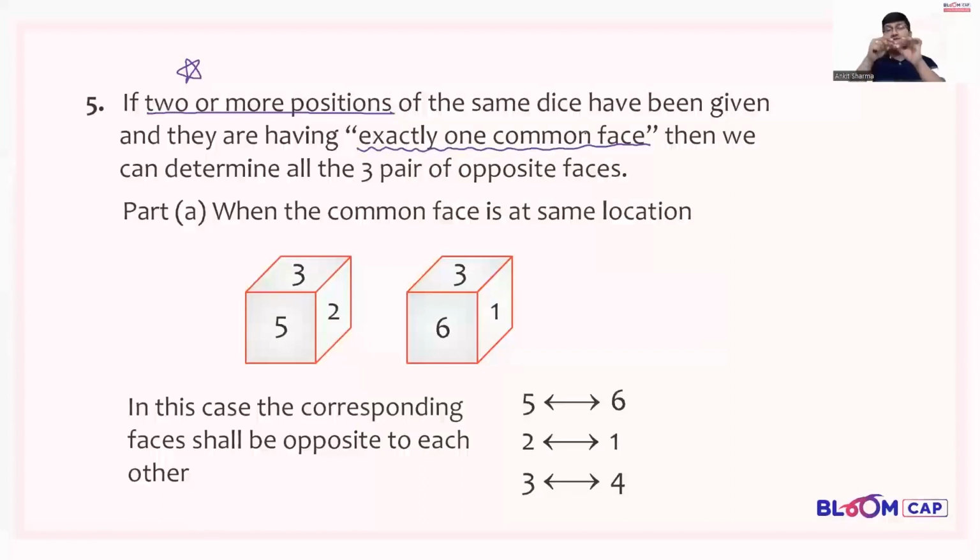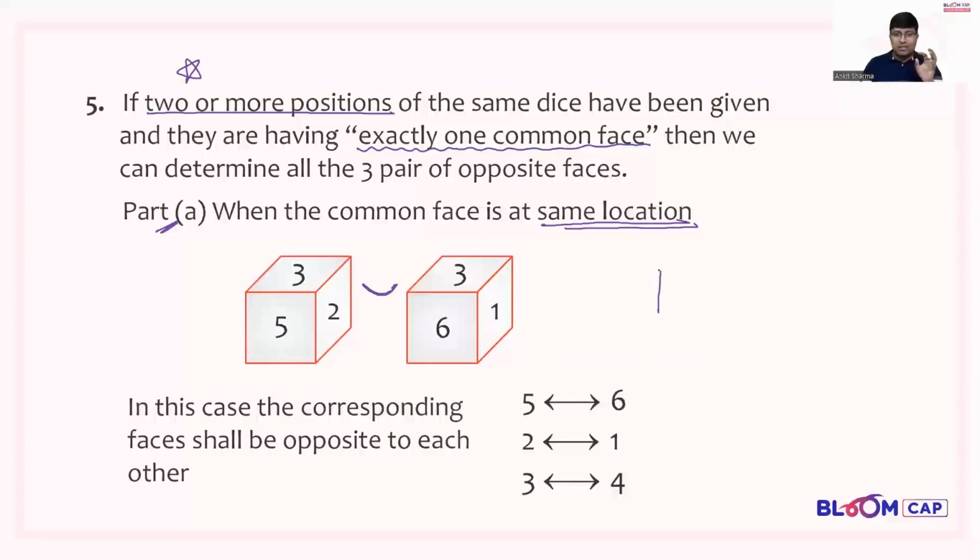Let us divide it into two parts, part A and part B. And part A says, when the common face is at same location. So if two or more positions of the same dice are given and they have exactly one common face, then we can determine all the three pairs of opposite faces, part A, when the common face is at same location. Now see, here in these two figures in front of you, if you see carefully, what is the common face in them? Only one face is common and that is 3.